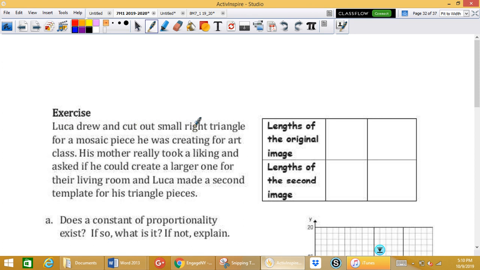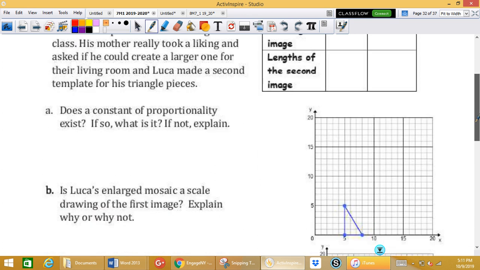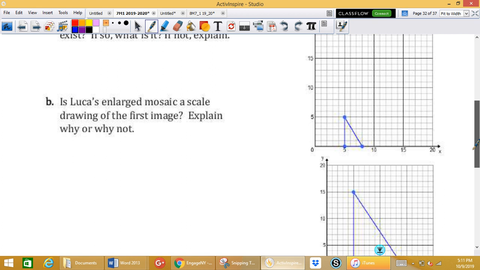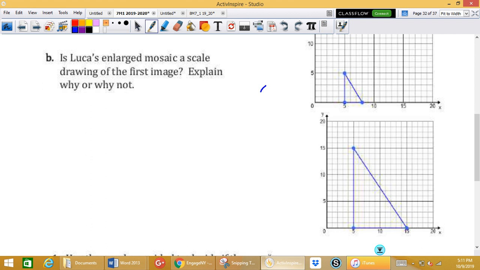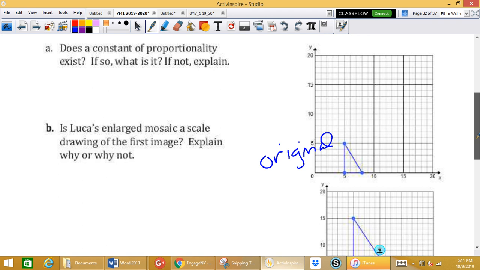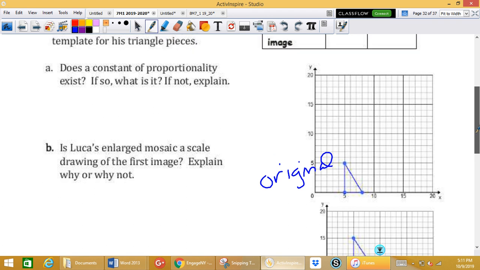Luca drew and cut out a small right triangle for a mosaic piece he was creating for art class. His mother really took a liking and asked if he could create her a larger one for their living room, and Luca made a second template for his pieces. So here are his two, and he needed to make a bigger one. So this is the original, and this is the new one. Does a constant of proportionality exist? If so, what is it?